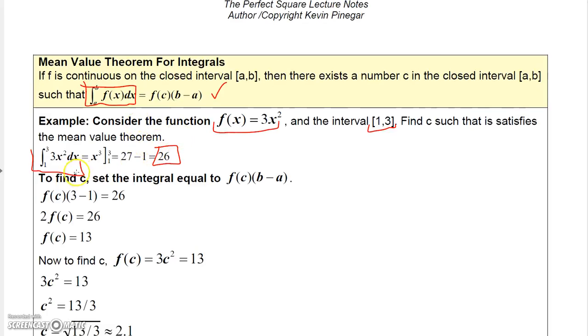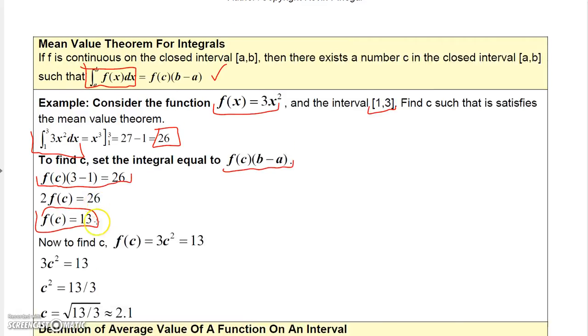Now, we need to find c. To find c, we must set the integral equal to f of c times b minus a. Now, we don't know c, but we do know what b minus a is. We know that b is 3 and a is 1. So we've got to find c such that f of c times 3 minus 1 equals 26. In other words, 2 times f of c has to equal 26. So solving that, f of c must equal 13.